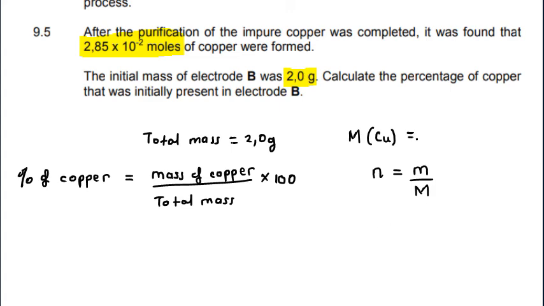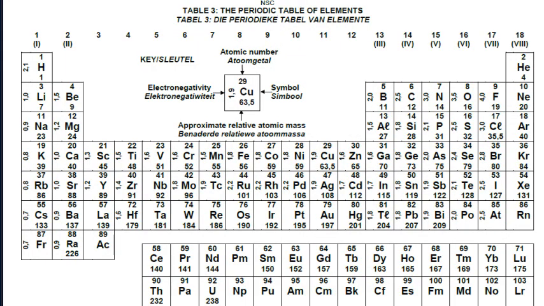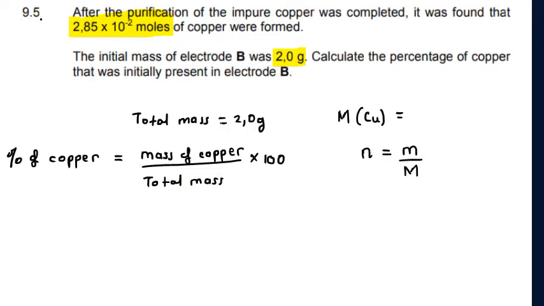Let's go to a periodic table and find the molar mass of copper. Here's your periodic table, and look at that, copper is actually used as the key of this periodic table. It has a molar mass of 63.5 grams per mole. If you wanted to find copper on the table itself, it's right over here.